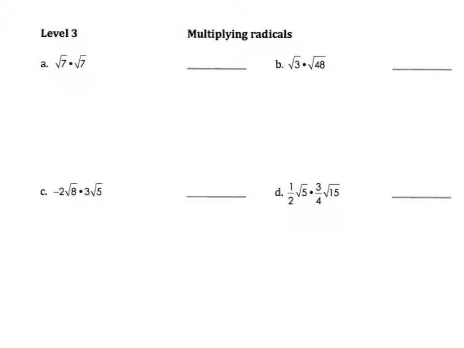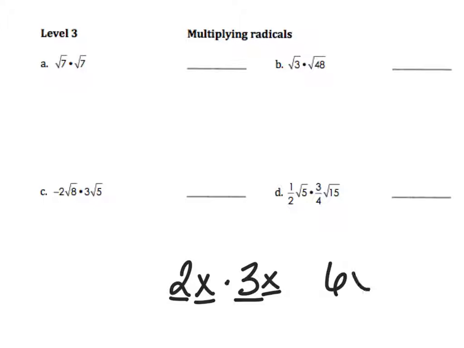Okay, level 3 is multiplying with radicals, and when you multiply with radicals, it's kind of similar to multiplying with variables. Just as an example, if you had 2x times 3x, you would multiply the numbers together to get 6, and then combine the x's together to get x squared. So you're multiplying the numbers together and then multiplying the variables together.